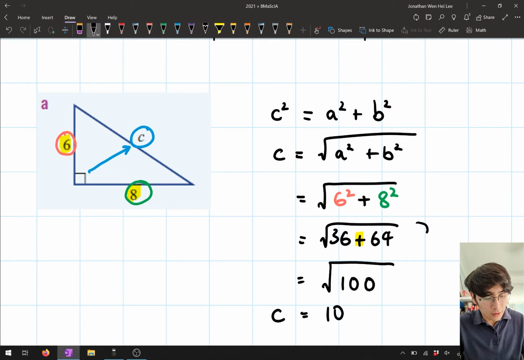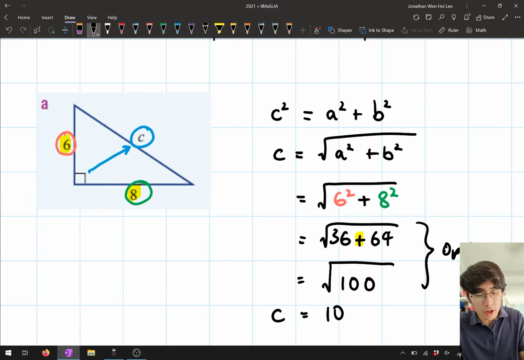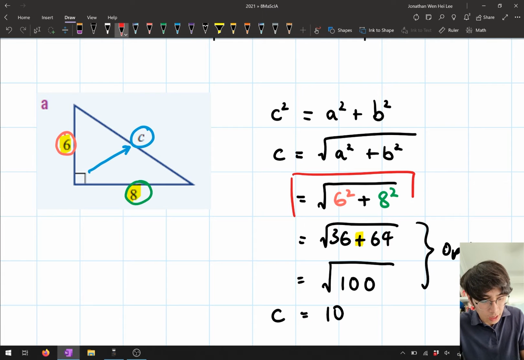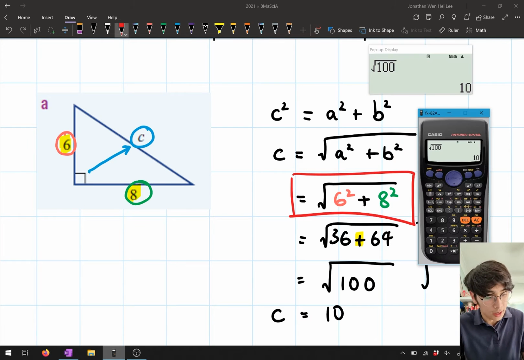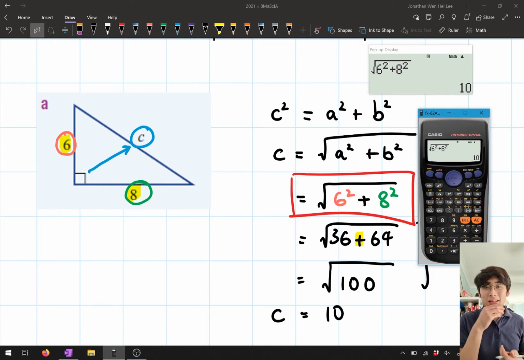Now these steps over here that I've done are optional steps. If you have a calculator, you can put this equation straight into your calculator. So if I did that straight into my calculator, I have the square root of 6 squared plus 8 squared, and that'll give me 10. And that's exactly the same thing that I have here. I've just added those two steps to show some additional working out.